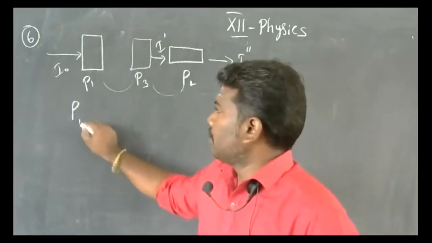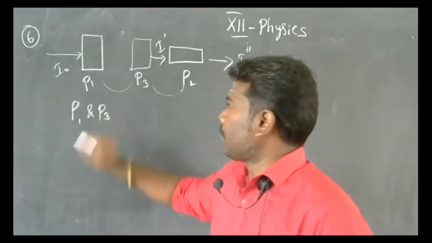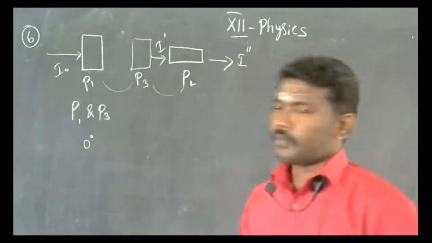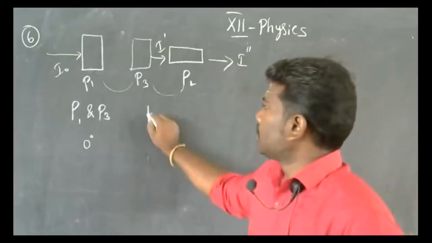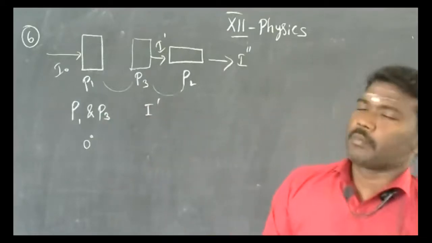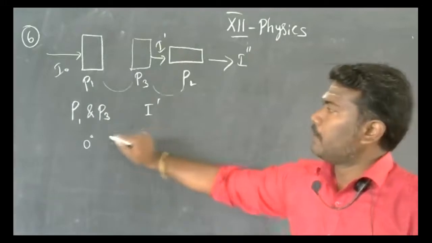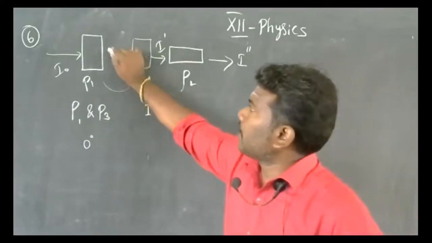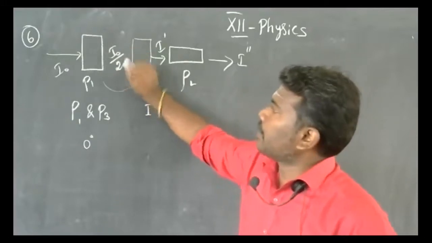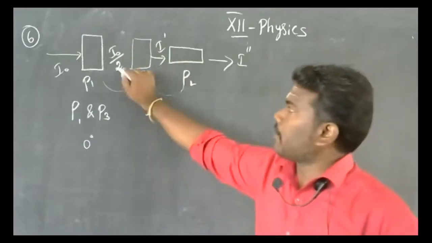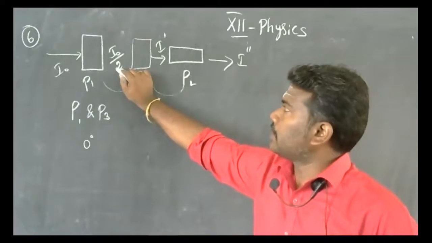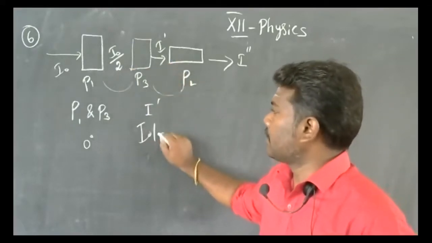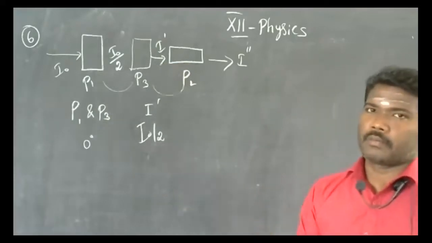Initially, I fix the angle between polaroid P1 and P3 as 0 degree. So the intensity of the light emerging from the third polaroid, where P1 and P3 are parallel to each other, is nothing but I naught by 2. The same amount of light emerges from the third polaroid, so here the intensity is I naught divided by 2.